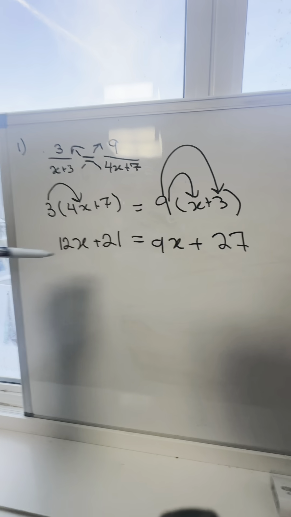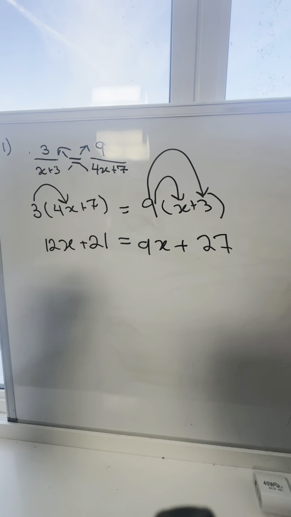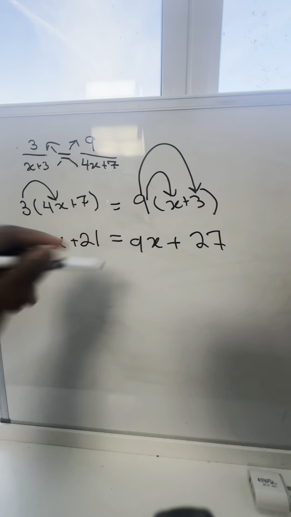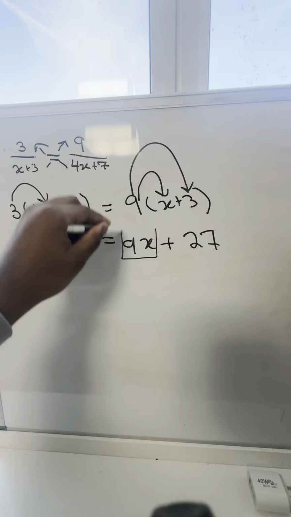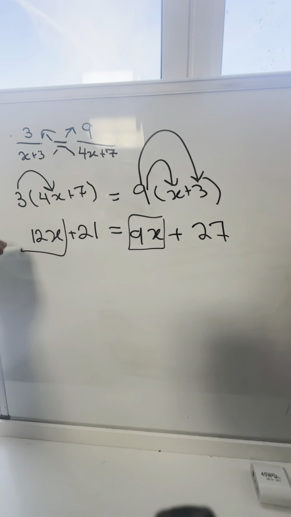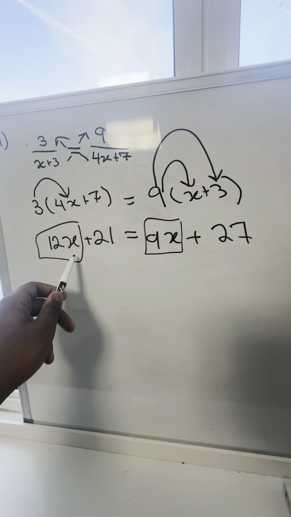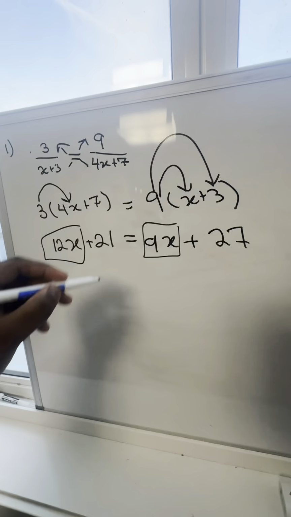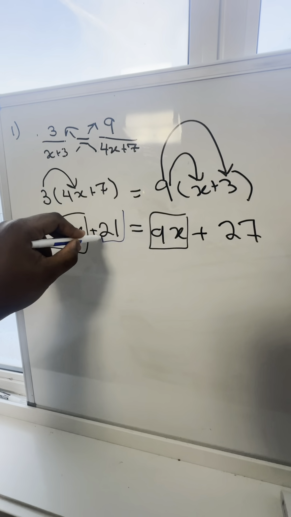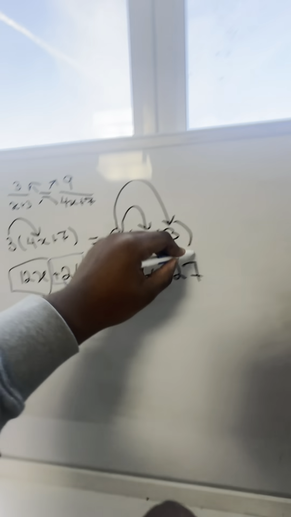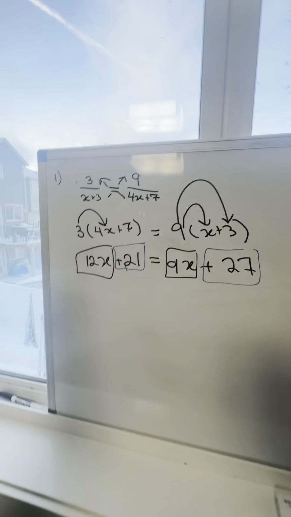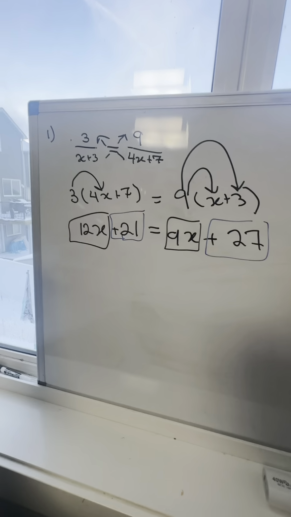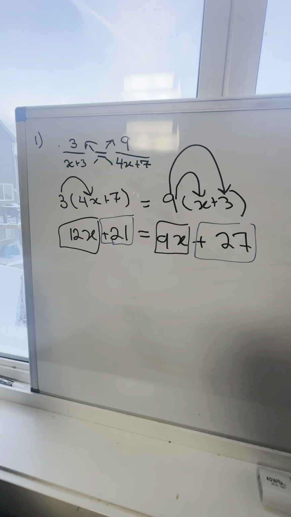Okay, so this step is collecting like terms. So terms that are similar. This and this are similar because they have an x attached to it, while this and this are similar, they don't have an x attached to it. It's just the whole number.